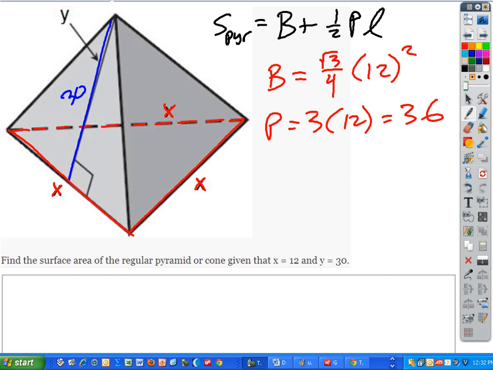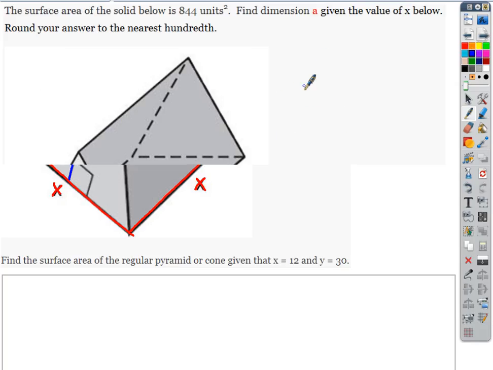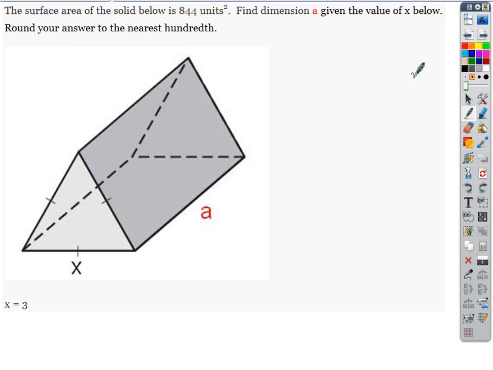Alright, so what's next here? What kind of shape is this we're working with? A triangular prism. What kind of triangles? Equilateral. Good, because the congruence marks tell us all the sides are the same length. All going to be x.